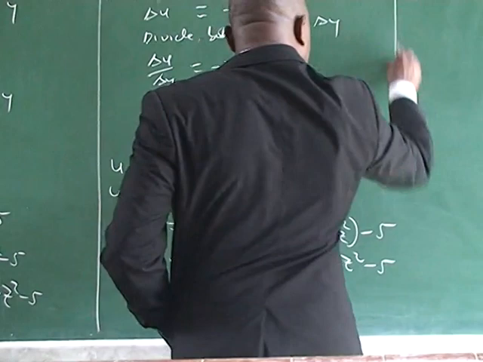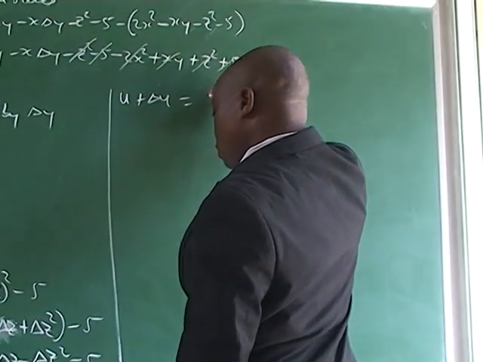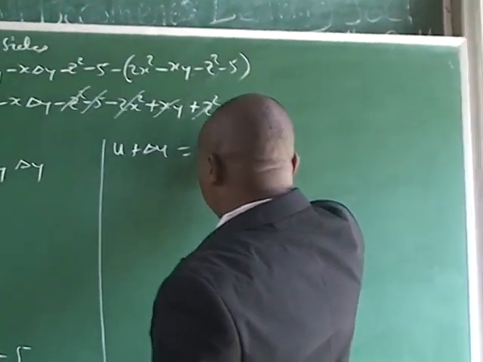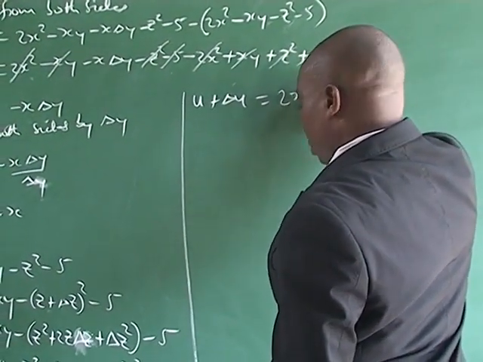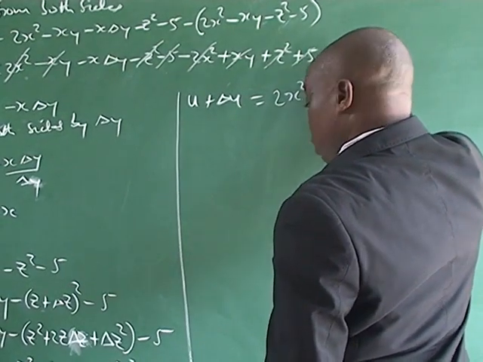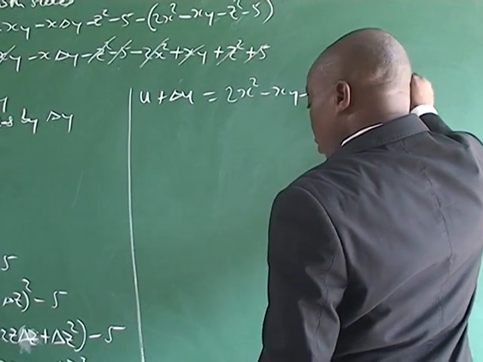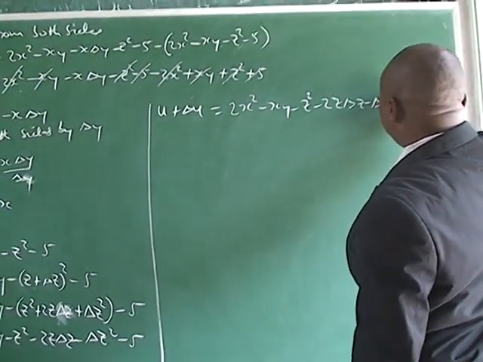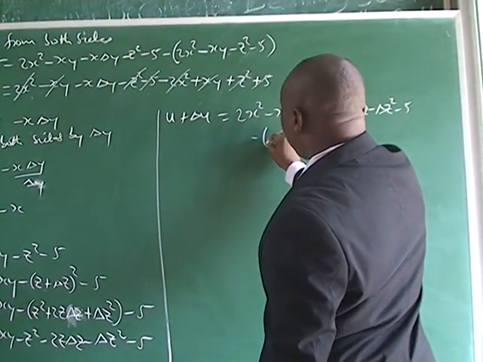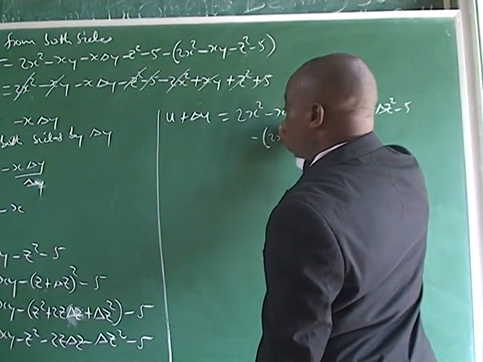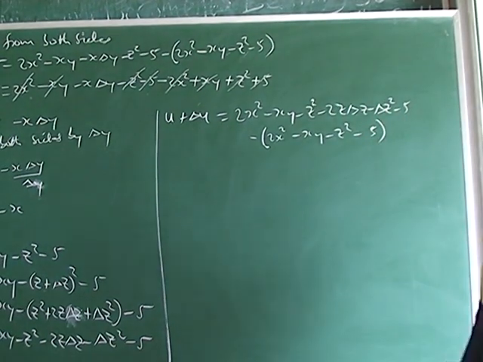which also gives that u plus change in u is equal to x squared minus xy minus z squared minus 2z change in z minus change in z squared minus 5. Okay, minus u, which is x squared minus xy minus z squared minus 5.